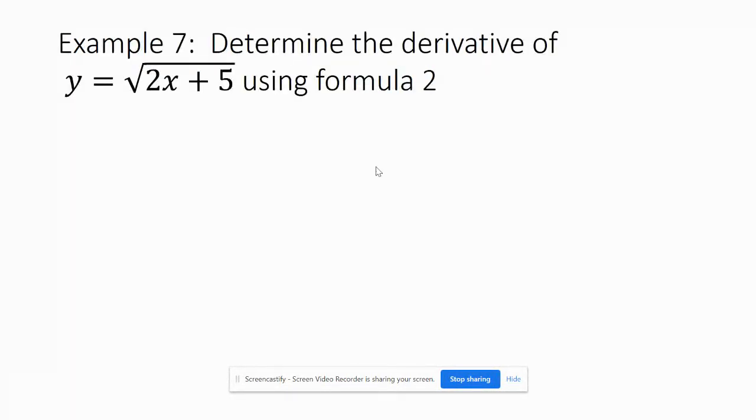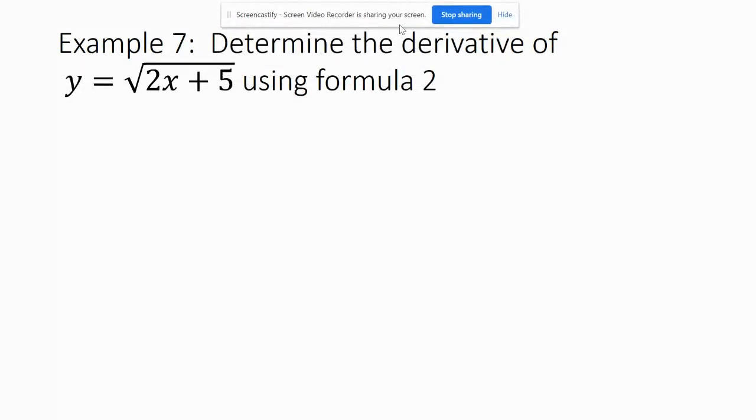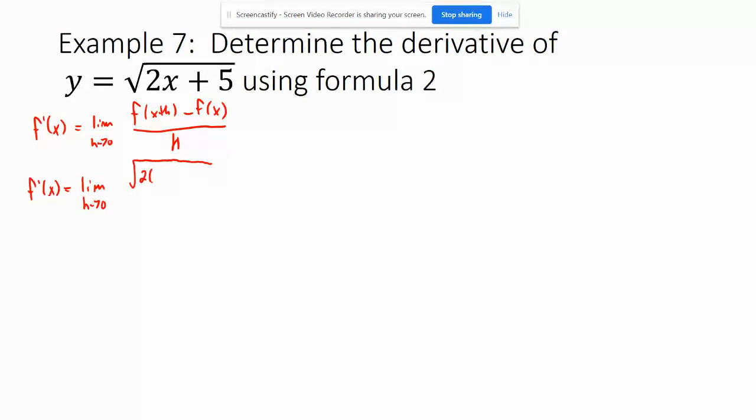So example 7 says, determine the derivative of y equals the square root of 2x plus 5 using formula 2. So this is f prime of x equals the limit as h approaches 0 of f of x plus h minus f of x all over h. So it's going to get a kind of gnarlier calculation here.